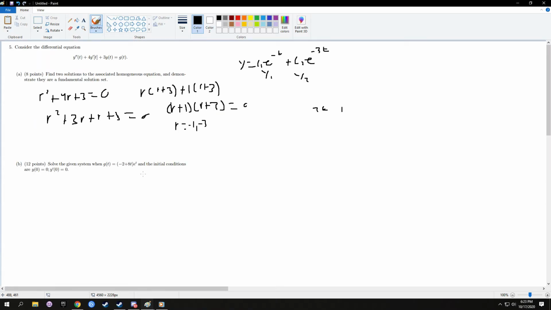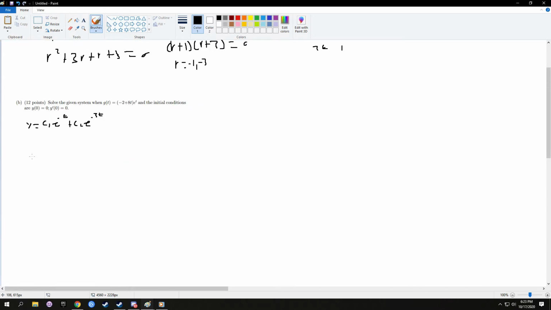So next question. Now they give you a non-homogeneous equation. I already have my first guess. So I have my y homogeneous, I'm going to write this over here. So it becomes c1 e to the negative t plus c2 e to the negative 3t. Now these problems can get pretty messy. They are pretty long. They take a little bit of work. So let's have some fun with this.